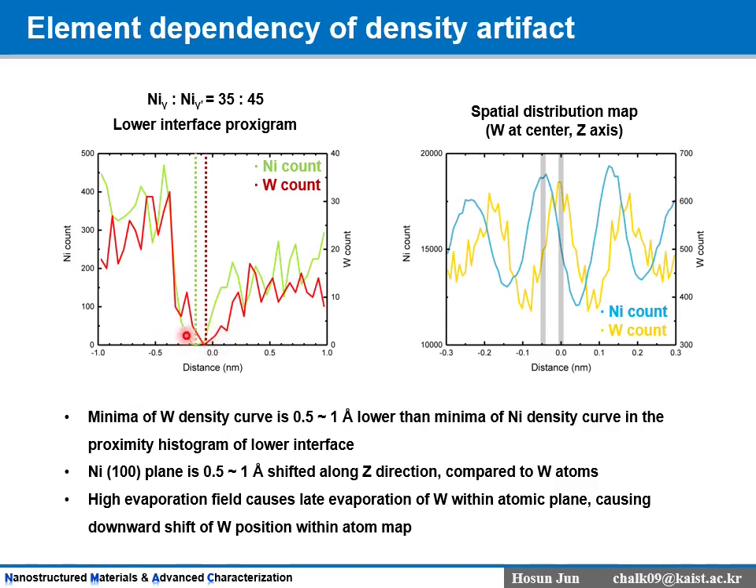The minima of the tungsten density curve, the red line here, is about 0.5 to 1 angstrom away from the minima of the nickel density curve, the green line here. This is due to the relative position difference of nickel and tungsten from the same atomic layer. When we plot a spatial distribution map of nickel and tungsten with tungsten at the center, we can see the average Z position of tungsten is 0.5 to 1 angstrom lower than that of nickel atoms. This is because tungsten has a higher evaporation field than nickel. From the same atomic plane, nickel evaporates earlier than tungsten and reconstructs at a higher position in the reconstructed atomic plane.